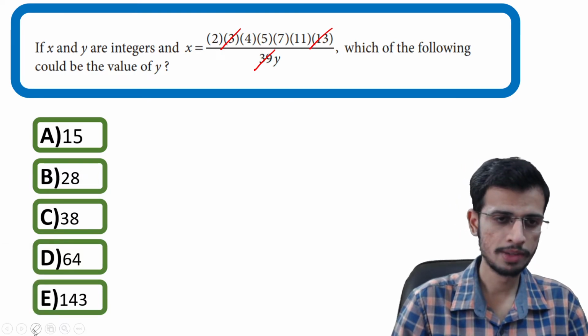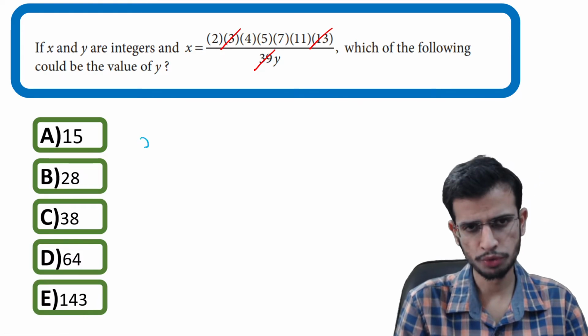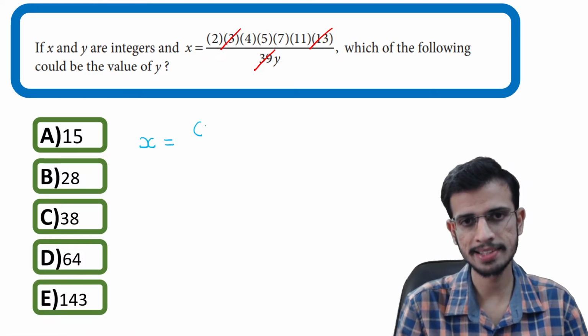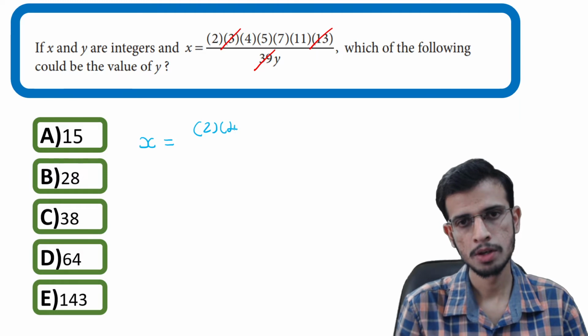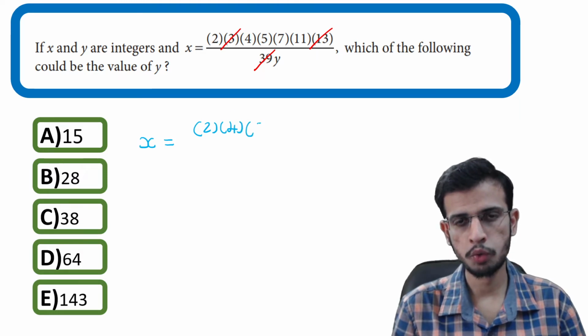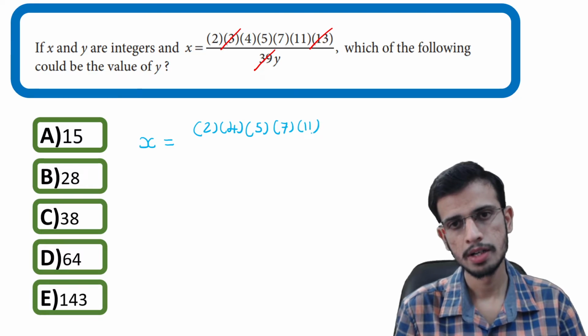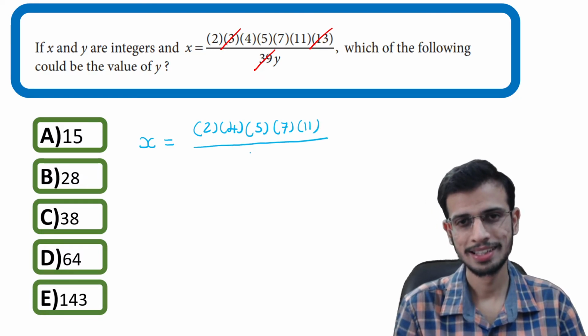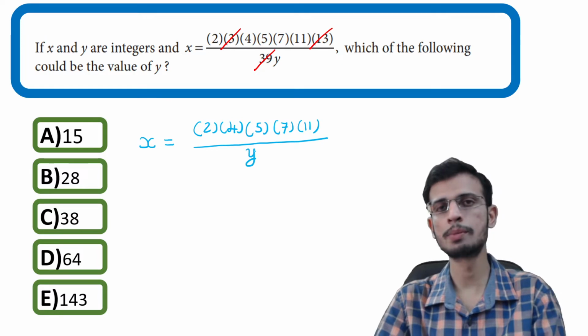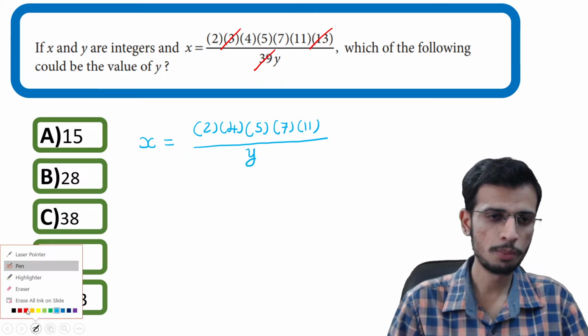And we'll start taking values of y from the options. We can write x is equal to 2 into 4 into 5 into 7 into 11 divided by y. So we have to make sure this x should be an integer. Let's start from option A.